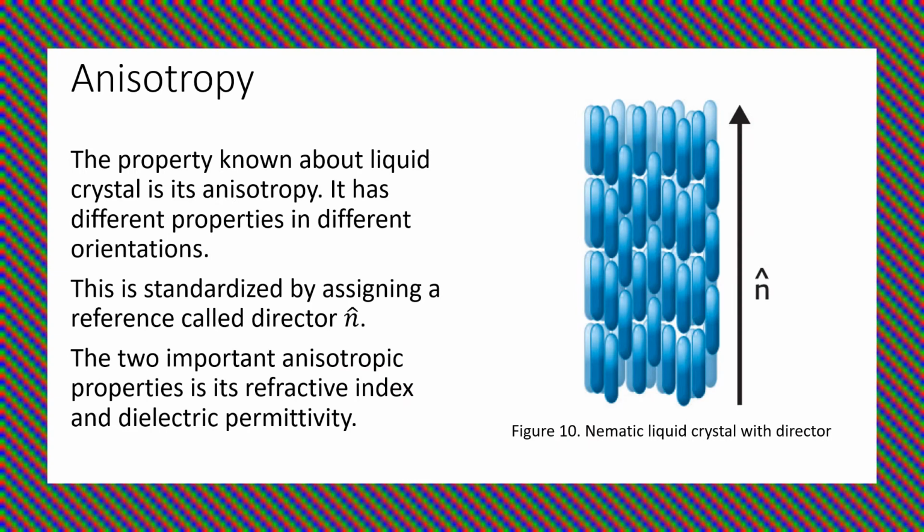A unique property of liquid crystal is its anisotropy. It has different properties in different orientations. We identify the properties in relation to the director n-hat. Figure 10 depicts the director direction relative to the orientation of the liquid crystal. The properties of the liquid crystal parallel to the director are different from the perpendicular properties. The two most important anisotropic properties of a liquid crystal are its refractive index and dielectric permittivity. We will talk more about the properties in the next slide.